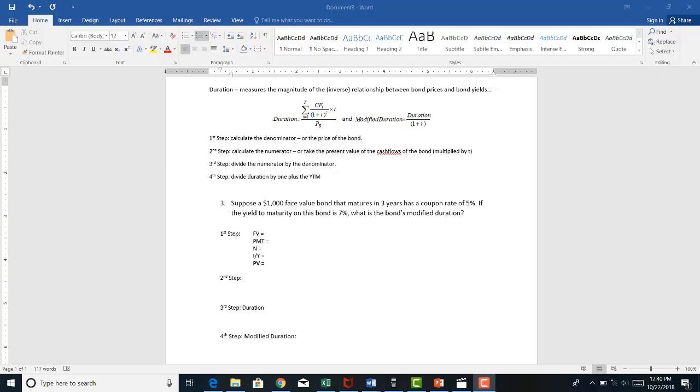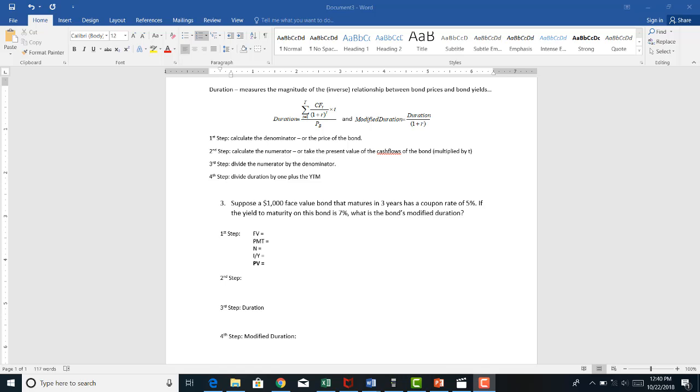In this final video, we're going to calculate modified duration from start to finish. This will be our third duration problem that we're doing here. Duration is measuring the magnitude of the inverse relationship between bond prices and bond yields, and modified duration is said to be able to more accurately measure that magnitude.